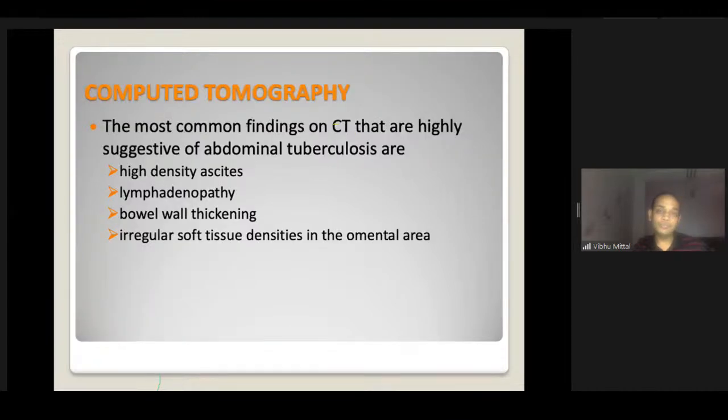Computed tomography: the most common findings on CT, which are highly sensitive to tuberculosis, are high density ascites, lymphadenopathy, bowel wall thickening, and irregular soft tissue densities in the omental area. If you have a combination of most of these, it is most likely tuberculosis, because many other differentials would not stand when you usually have involvement of many other things.